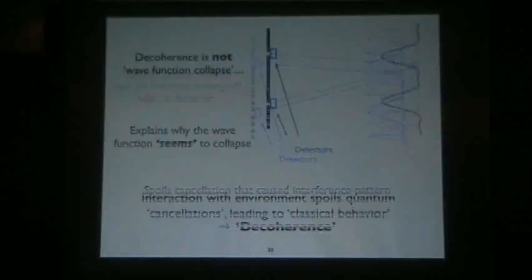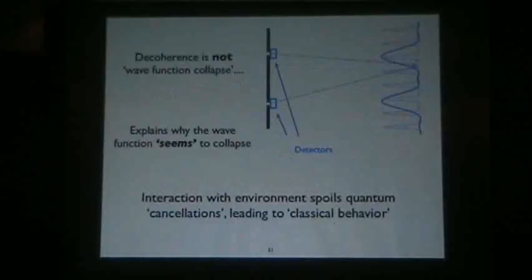I want to make some emphasis here, and I have to put this here because experts will know. Decoherence is not wave function collapse, but it explains why, in some sense, the wave function seems to collapse. It explains why the result of the experiment changes when I add the detectors. The interaction with the environment spoils these quantum cancellations and gives roughly classical behavior.